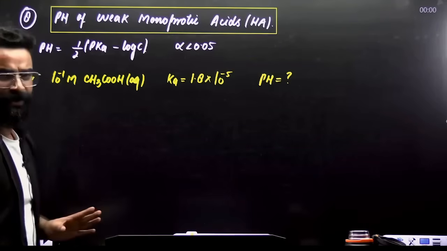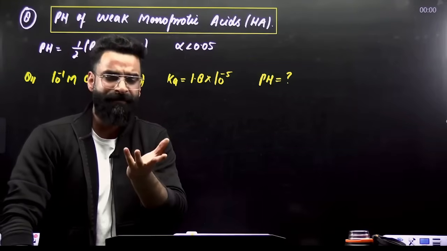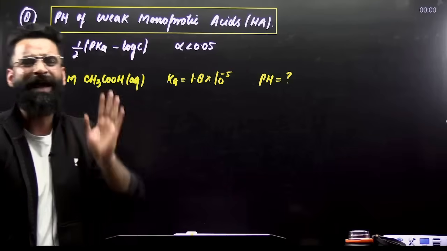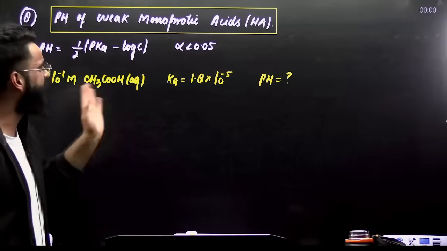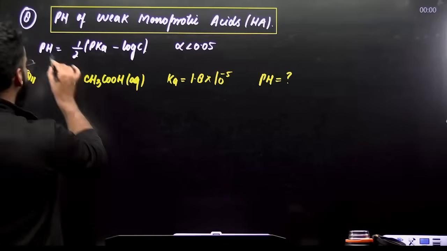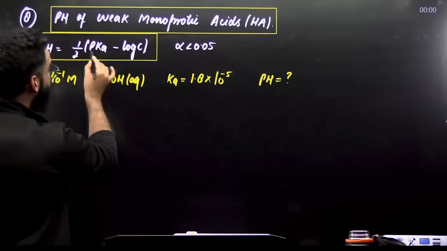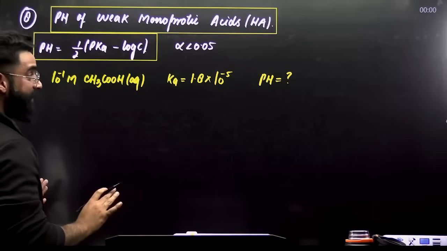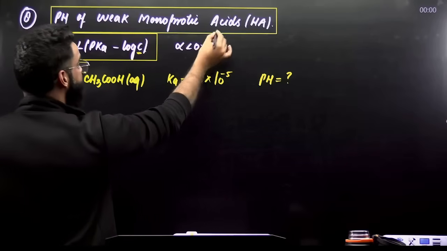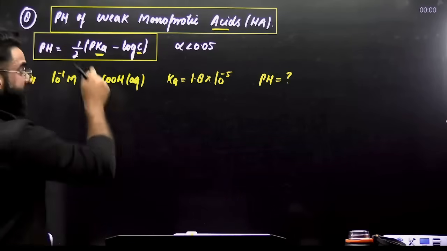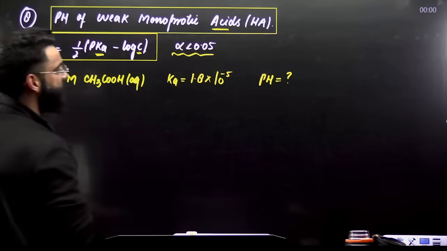pH of weak monoprotic acid. If they give you a weak acid, weak monoprotic acid, that acid which gives only one H positive, they'll ask you to calculate pH of weak acid. How do you calculate pH of weak acid? Just remember this particular formula. pH of a weak monoprotic acid is equal to half of pKa minus log C, where C is the concentration of acid. Ka value will be given to you in the question. And this result is only valid when alpha value is less than 0.05.